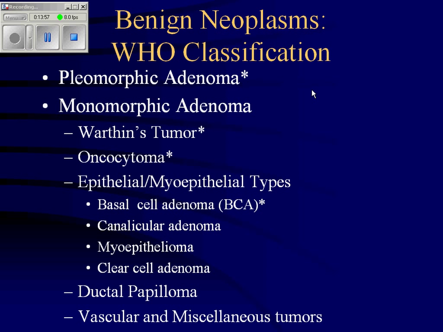Canalicular adenomas, where they're making little canals in the tumor. Myoepithelioma, where only the myoepithelial part is involved, and it's still monomorphic. That's just the other part. And then clear cell adenomas, where they're all clear. Ductal papillomas are kind of a common thing, and that looks like a papilloma in the breast or anywhere else. And then you can have other vascular and miscellaneous tumors that are benign as well.